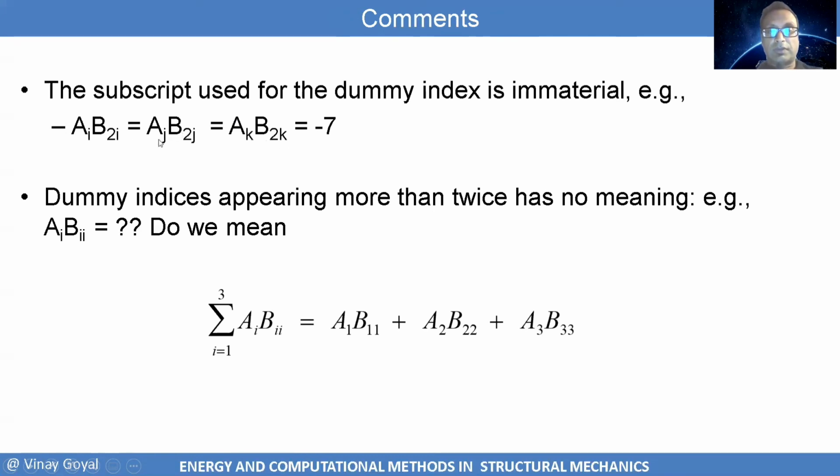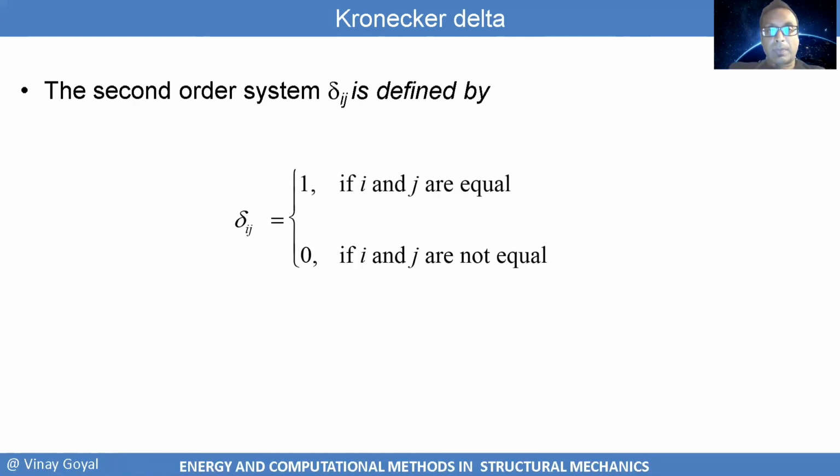It doesn't matter, because if I sum over j or sum over k or sum over i, I get the same answer. Dummy indices that appear more than twice have no meaning. So if you were to have a_i b_i i, that's not recommended. It has no meaning in index notation.